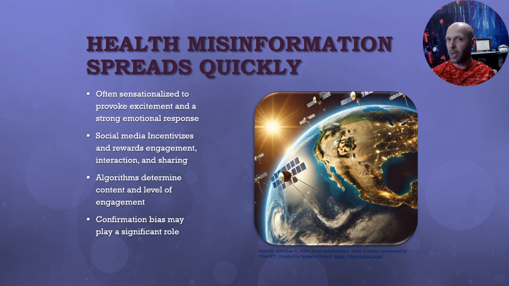Content distribution algorithms on these platforms determine what users see based on their perceived level of engagement, potentially amplifying the reach of misinformation. Additionally, confirmation bias plays a significant role in this process, as people tend to seek out, believe, and share information that confirms their existing beliefs or fears about health issues, further accelerating the spread of false or misleading claims. The COVID-19 pandemic has provided numerous examples of this phenomenon, particularly with the rapid spread of misinformation about unproven treatments such as ivermectin or hydroxychloroquine.